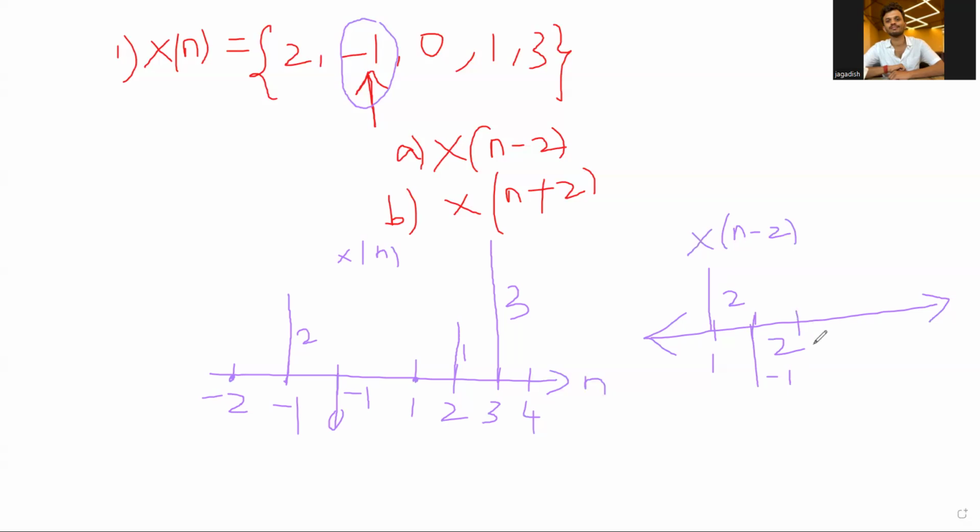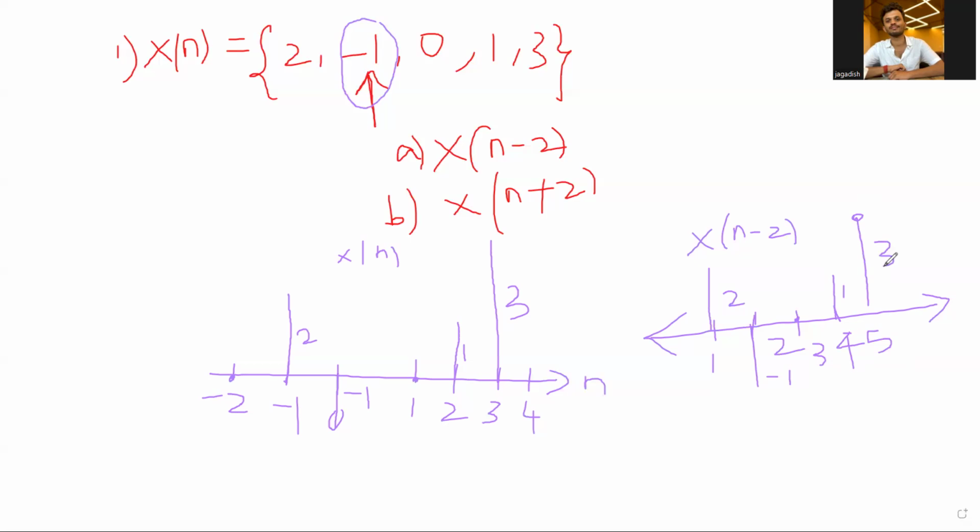At 3 you will be having 0 because of the 2 position shift. At 4 you will be having amplitude 1. At 5 you will be having amplitude 3. So this is your x of n minus 2 signal.